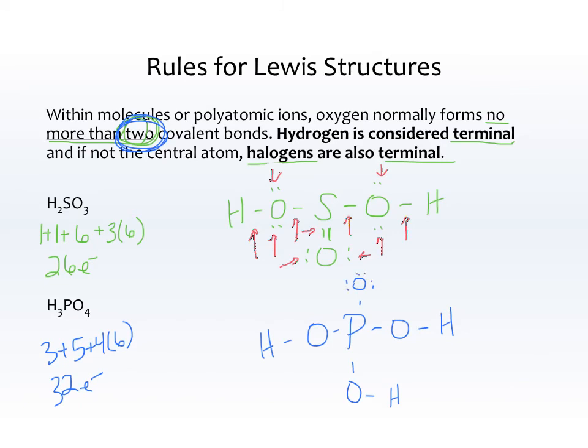Everybody gets an octet. We are crazy with the lone pairs here. Now we count. We have 2, 4, 6, 8, 10, 12, 14, 16, 18, 20, 22, 24, 26, 28, 30, 32. Hey, it totally matches. 32 electrons, no double bonds necessary.